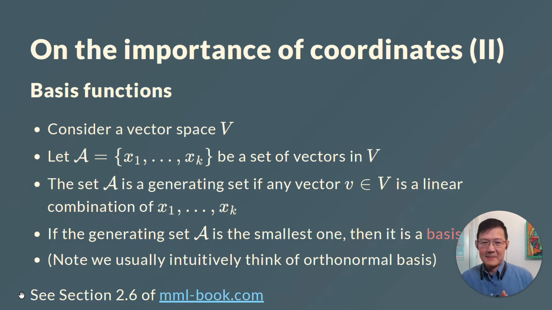When you choose a set x1 to xk that is as small as possible, then we have something called a basis. It just means that it allows us to refer to any point in the vector space in terms of this set x1 to xk. Most of the time, we tend to use an orthogonal or orthonormal basis in representation, but in general, you just need some set to talk about it.